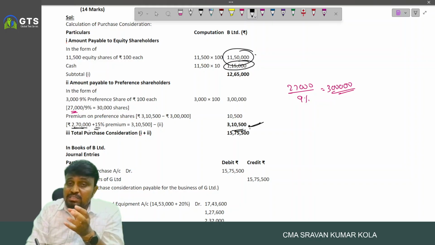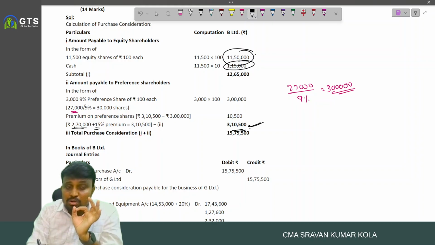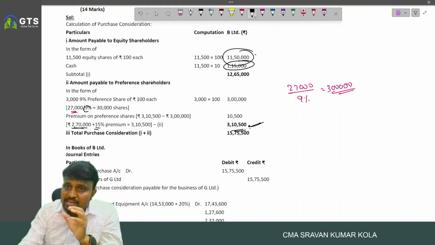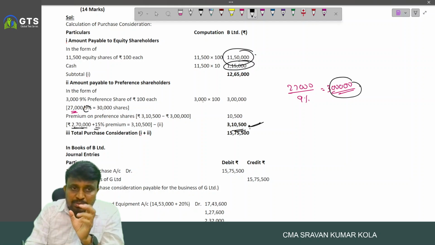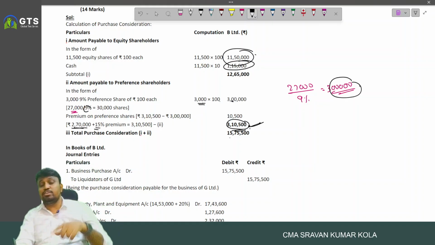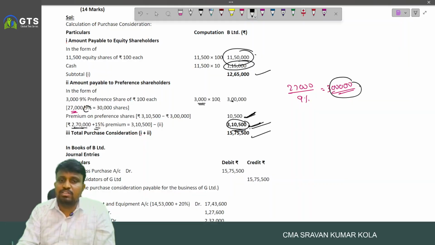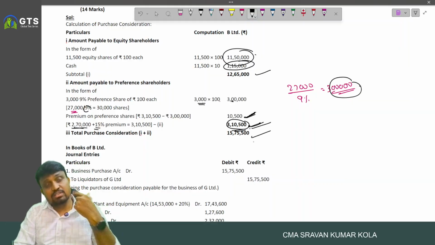But they need to get the same amount of dividend what they get previously. So 2,700 into 100 into 10%, 27,000 is the dividend. 27,000 equated with 9%, then at 100 they are getting 3 lakh. And the 3 lakh by 100 rupee per share is 3,000 shares, 3,000 into 100. The total amount we agreed to pay is 3,10,500, and the difference 10,500 is treated as premium. So here 12 lakh 65, here 3 lakh 10,500. Total 15 lakh 75,000 is what?